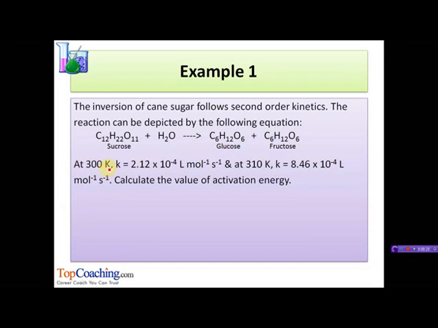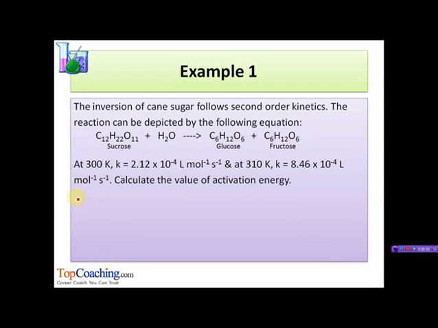Now at 300 Kelvin, the rate constant, that is small k, is equal to 2.12 into 10 raised to minus 4 liters per mole per second. And at 310 Kelvin, the rate constant is equal to 8.46 into 10 raised to minus 4 liter per mole per second. We have to calculate the value of activation energy.